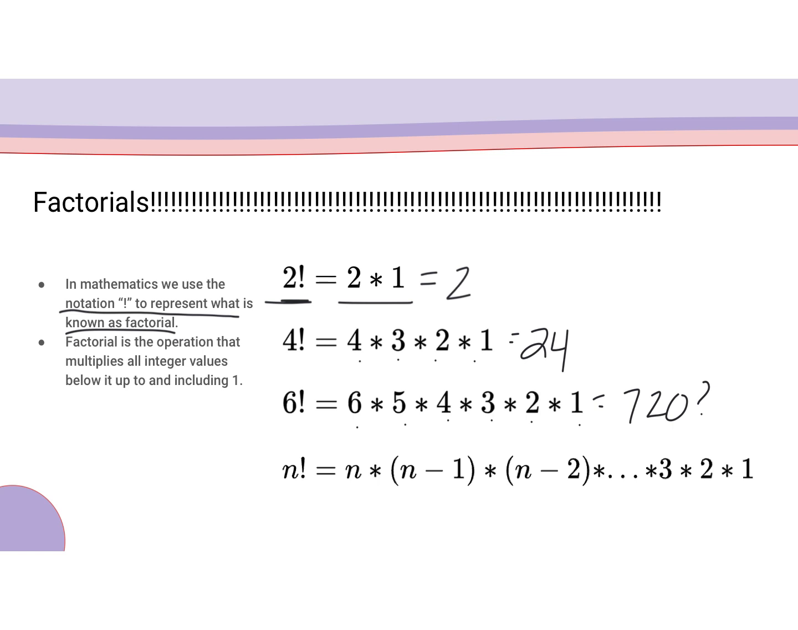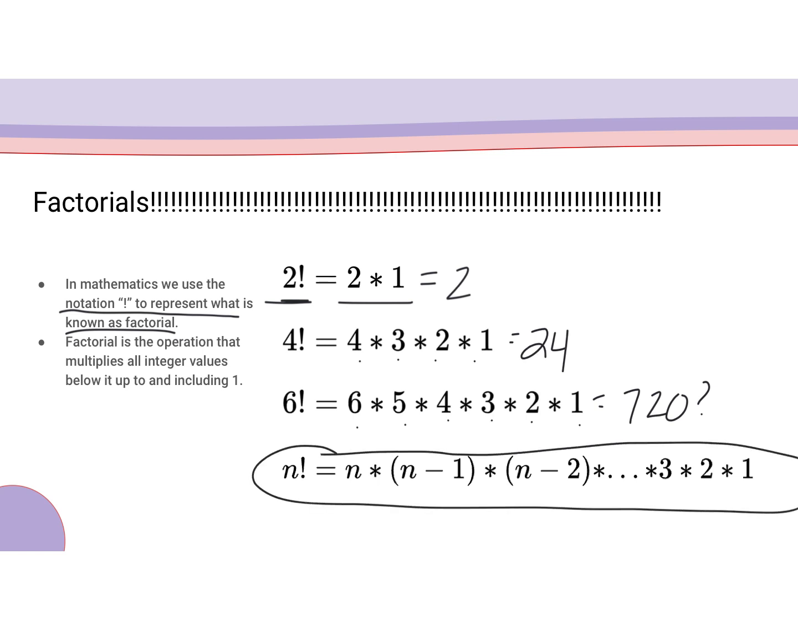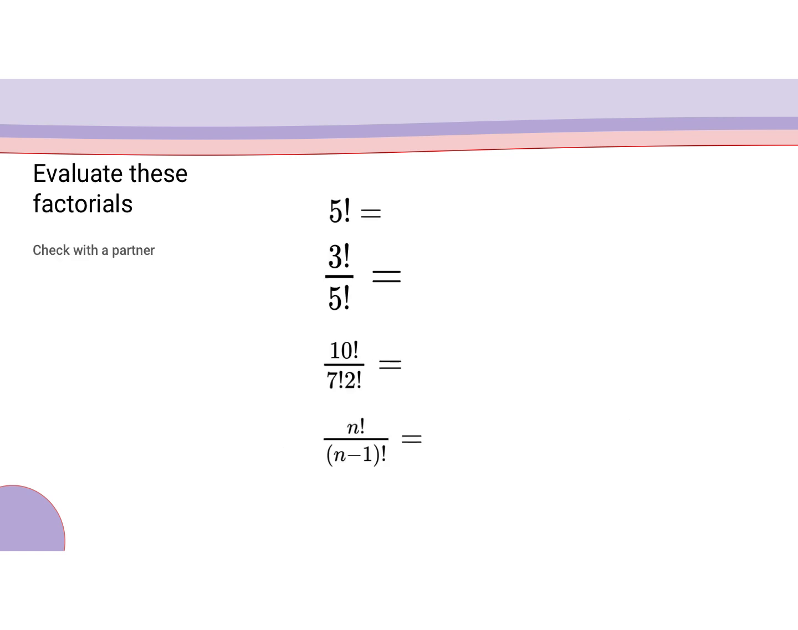So the general form is n factorial. N times the previous number, n minus 1, times the previous number, n minus 2, yada, yada, yada, until you get all the way down to 1. So there's ways that we can manipulate the factorials in order to evaluate things. And this will help us out with some probability questions later on. So here's an example. So if I want to find 5 factorial, this would be 5 times 4 times 3 times 2 times 1. So if I just multiply those, I get 120.